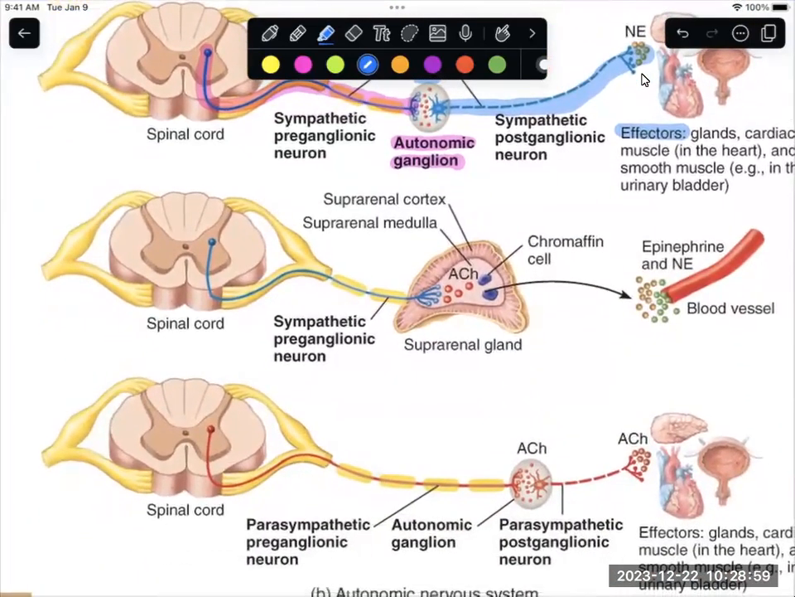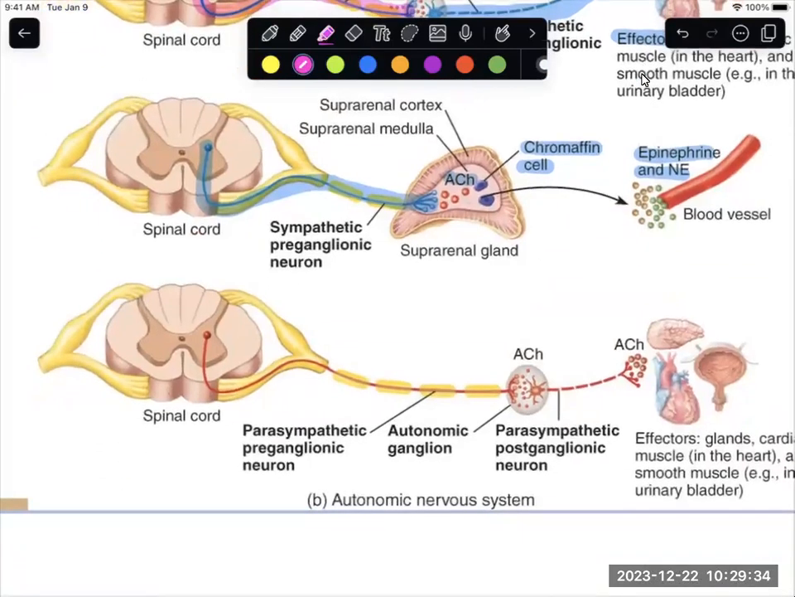We can have this one preganglionic neuron. It's preganglionic because it hasn't gone to its ganglion yet. This time we're going to the adrenal glands. So at the adrenal glands, we're going to cause these chromaffin cells to release out that norepinephrine and that epinephrine into the bloodstream. And we're going to use that acetylcholine to make it happen.